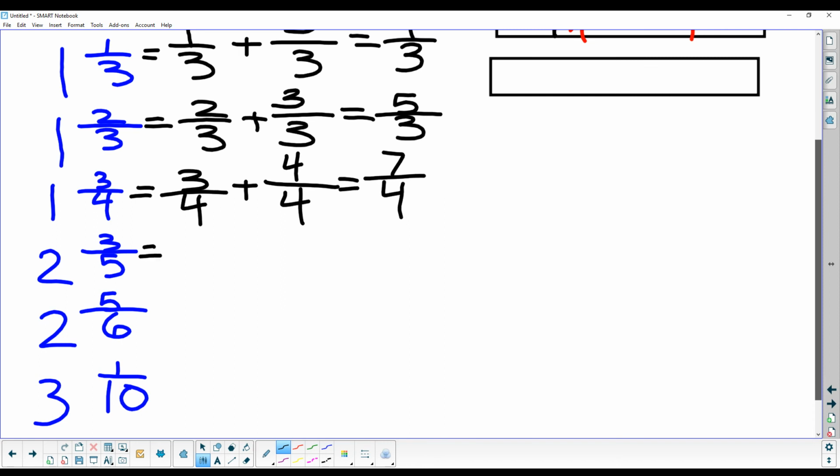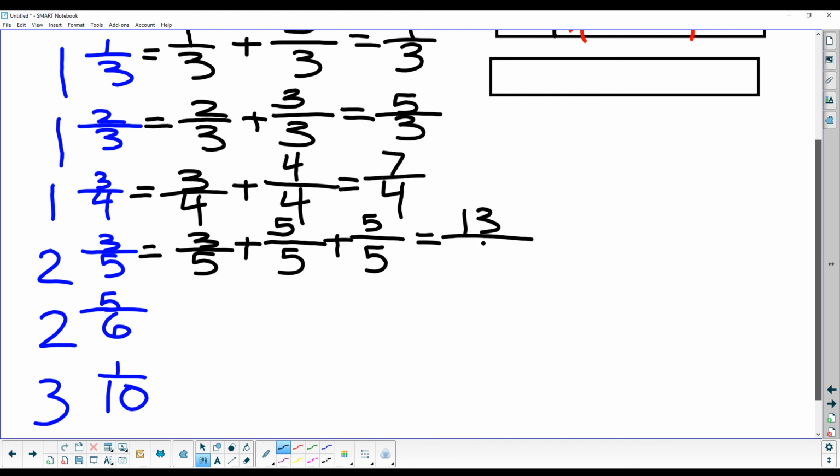When you have a number bigger than 1, it doesn't change a lot. I would still write my 3/5, but now, since I know I'm working with fifths, I know for 1 whole it would be 5/5, but since I have 2 of them, I have to write that 2 times. Then I add my numerators. 3 plus 5 is 8, plus another 5 would give me those 13/5.